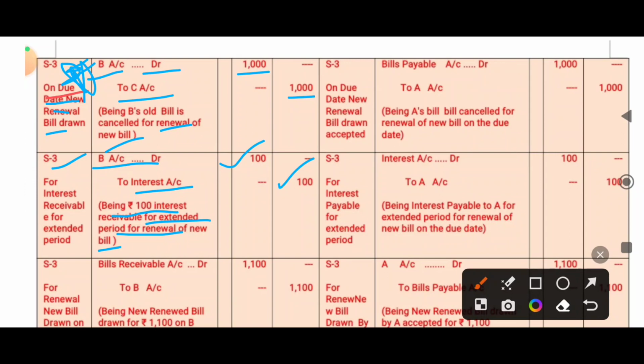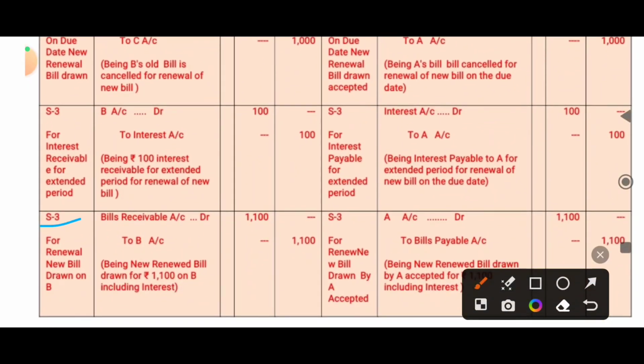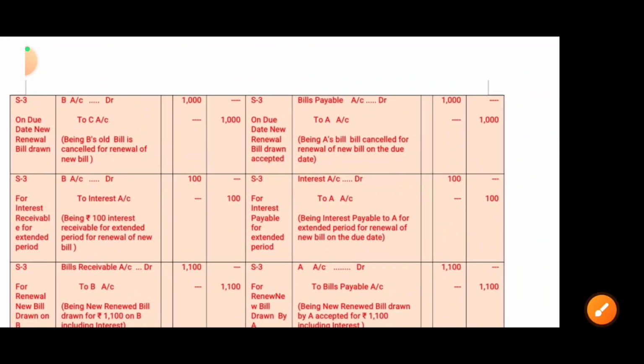This will be the general entry in the books of B. And finally, a new bill will be drawn. So bills receivable account debit to B account including interest amount. Being new renewed bill drawn, 1100 on B including interest. These are the general entries in the books of drawer.